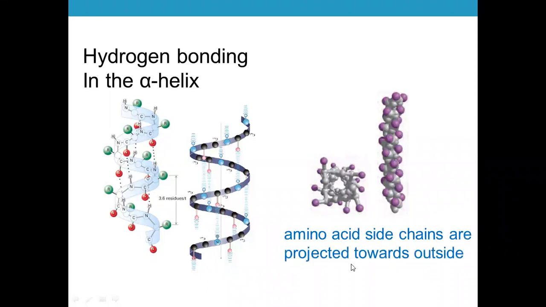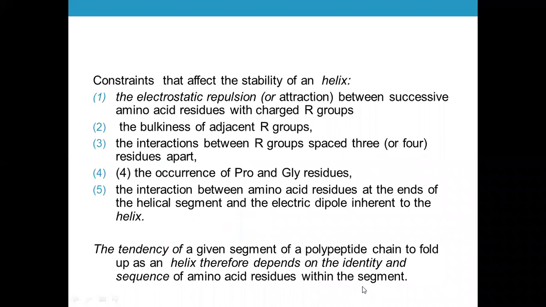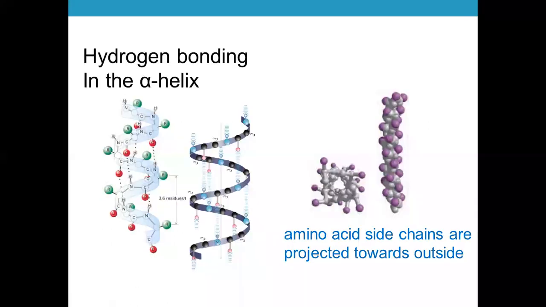Amino acid chains are projected towards the outside of the helix. So one constraint that affects the stability of an alpha helix is the electrostatic repulsion between successive amino acids with charged R groups. If there is, for example, an amino acid here, an R, that is charged and they are of similar charge, it can destabilize the alpha helix.